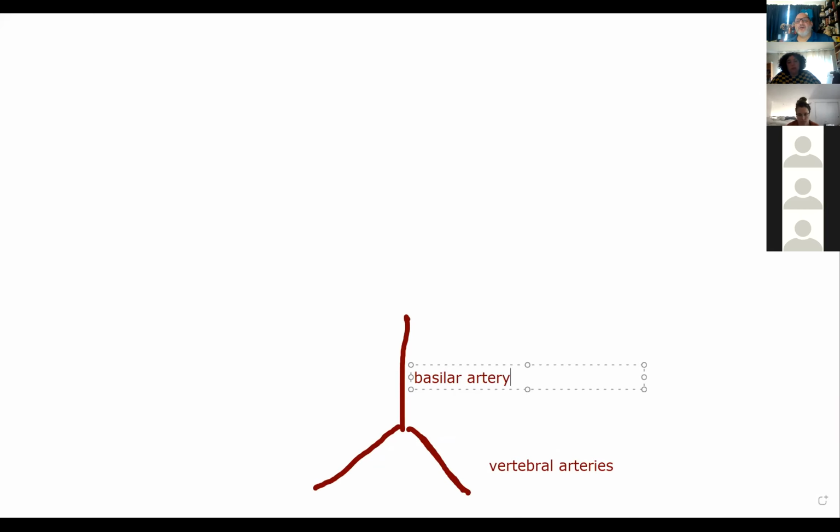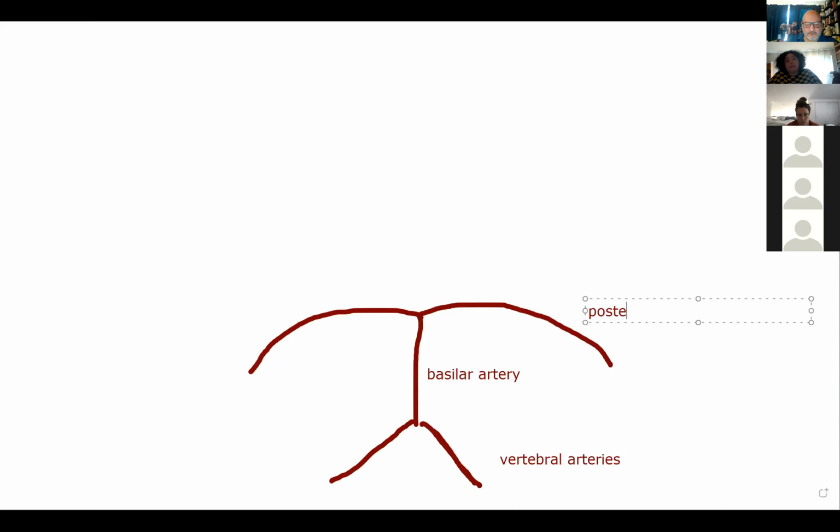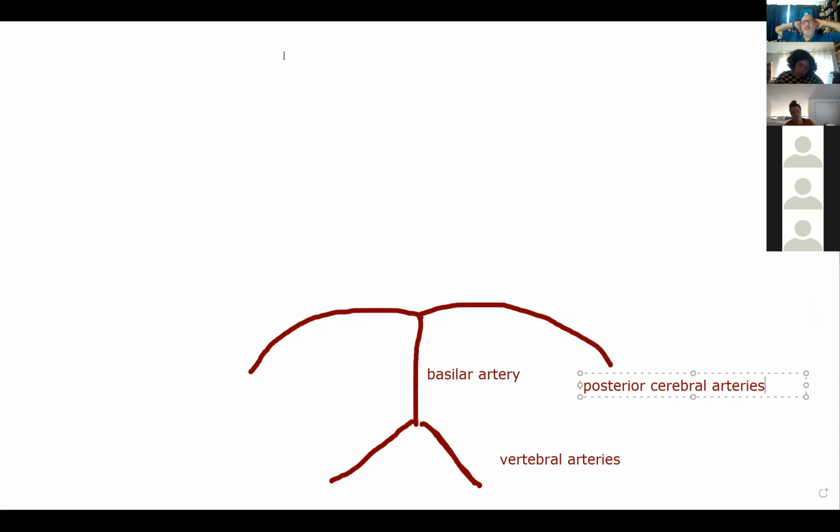And that basilar artery branches to form two big blood vessels known as the posterior cerebral arteries. And guess what the posterior cerebral arteries do? Innervate the brain. Yeah, and the posterior part of the cerebrum, right? A little bit of the temporal lobe, occipital lobe, stuff like that.